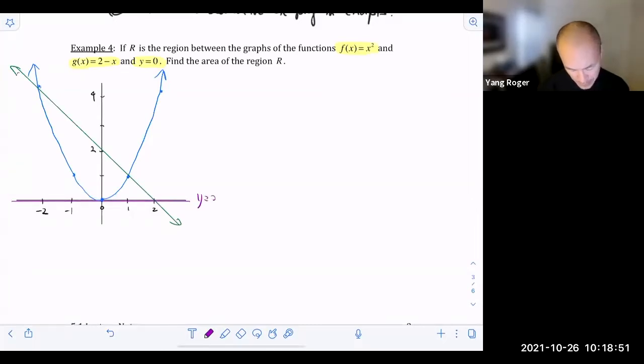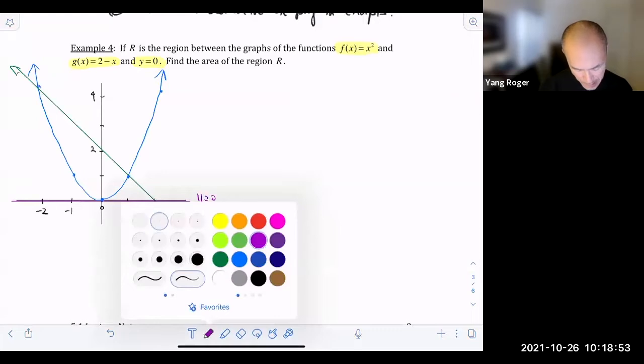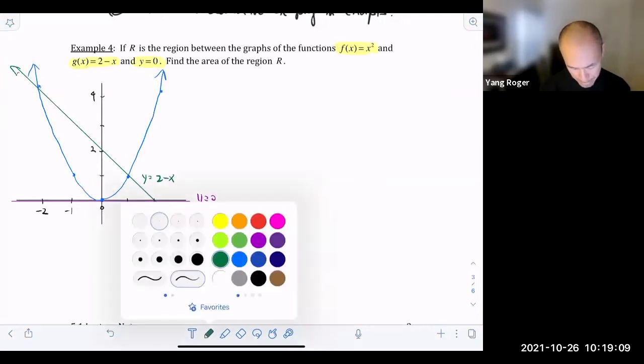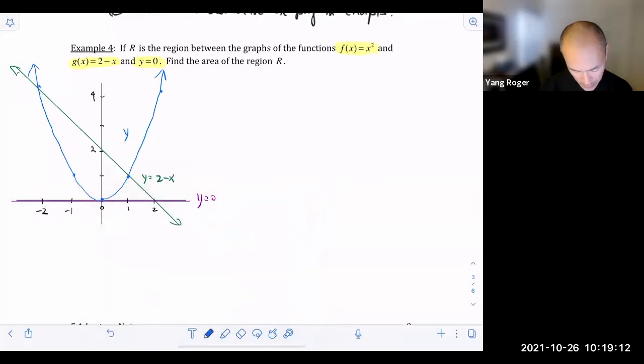It's y equal to 0. This is y equal to 2 minus x. And the blue one is y equal to x squared.